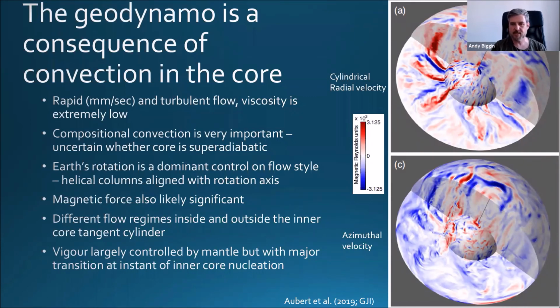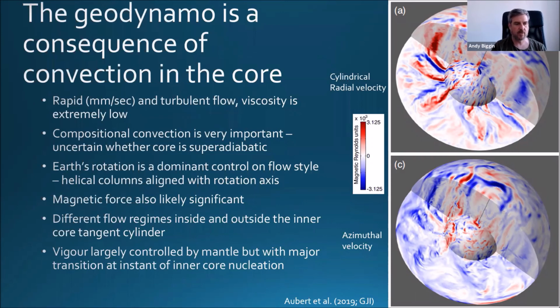And the key points for this is, well, first of all, the liquid outer core, the viscosity is extremely low. It's a dynamic viscosity similar to water, and we think that it's flowing at about the same rate as ocean currents, so millimeters per second, and it's expected to be highly turbulent. So what's driving all this flow?